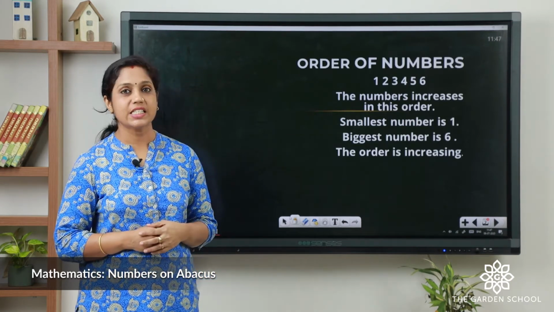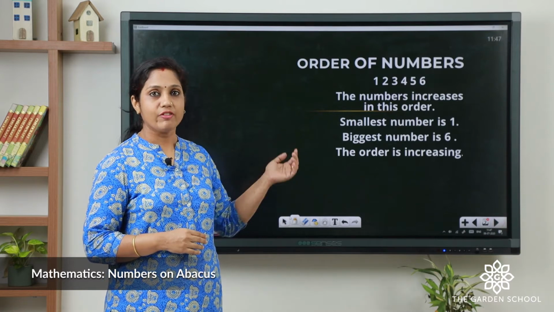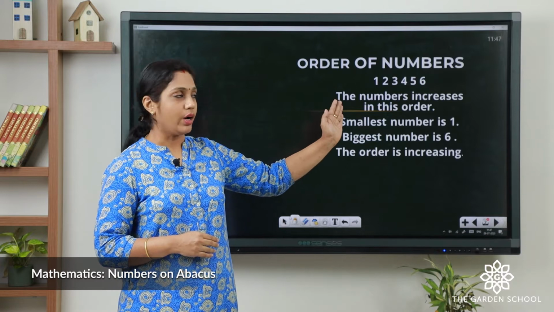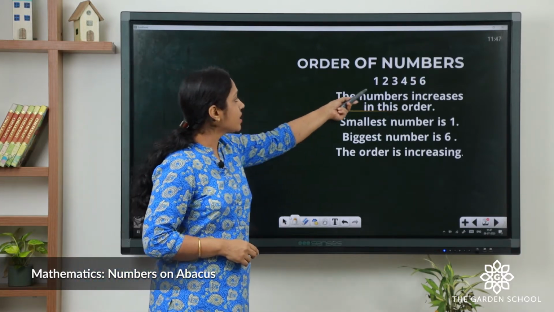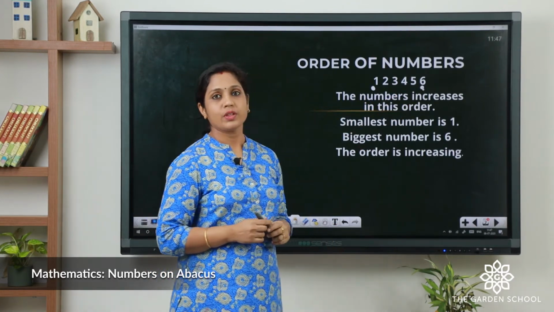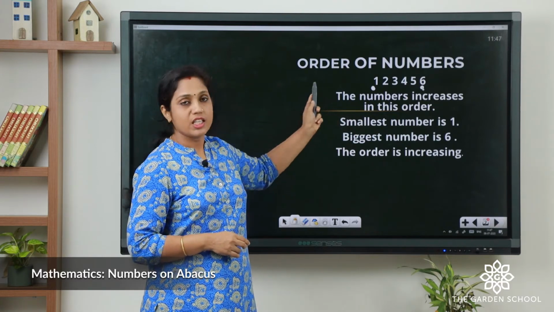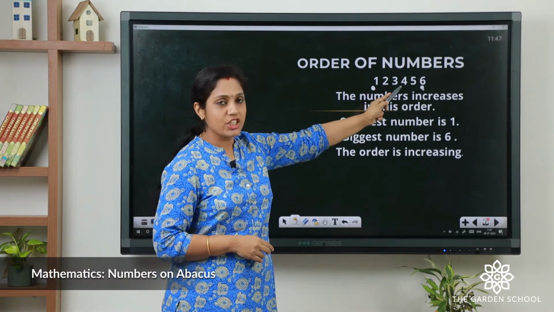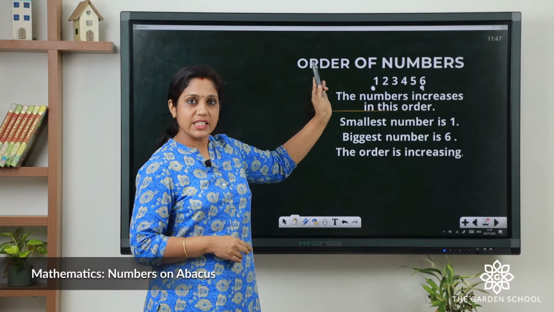Here you can see the numbers 1, 2, 3, 4, 5, 6. The numbers here increase in this order. Here the smallest number is 1 and the largest number is 6. So the number is increasing. We have written the smallest number, 1, first and then 6, the largest number, last. So we can say that the order is increasing here.